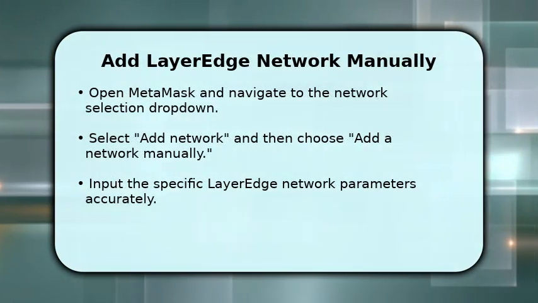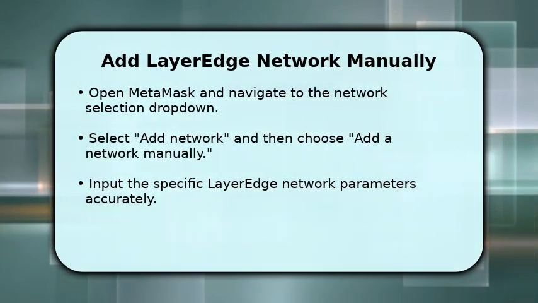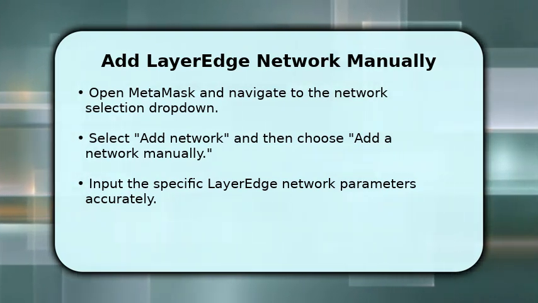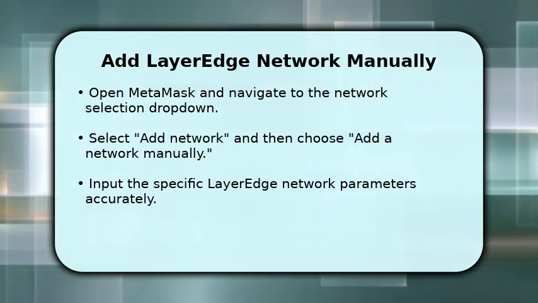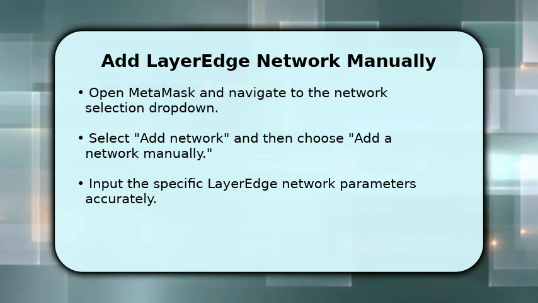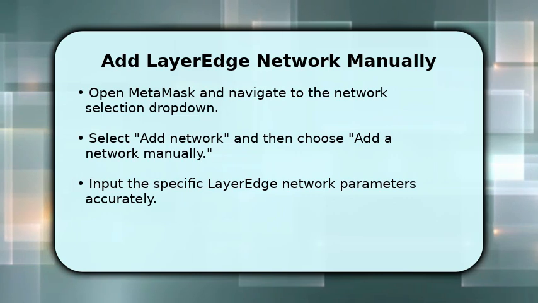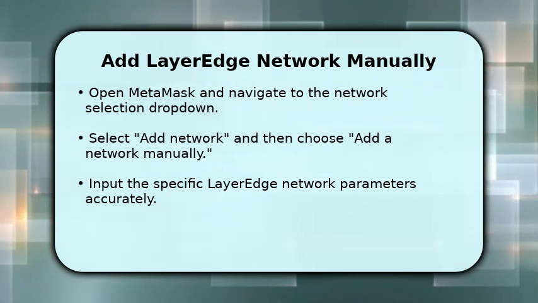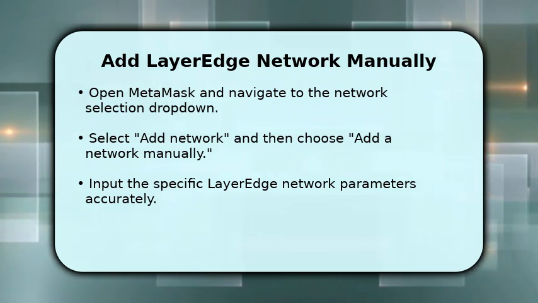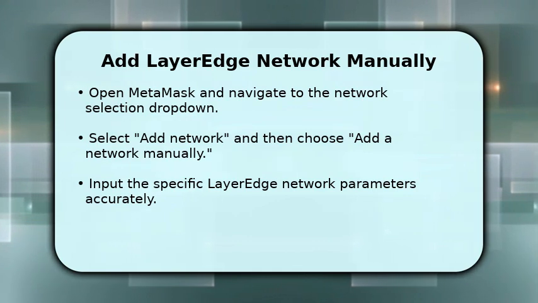Now, open your MetaMask wallet and click on the network selection drop-down at the top. Scroll down and select Add Network. From there, choose Add a Network manually. You will then be prompted to enter the Layeredge network name, new RPC URL, chain ID, currency symbol, and block explorer URL. Enter these details precisely to avoid connection issues.